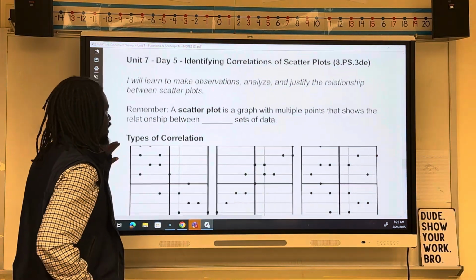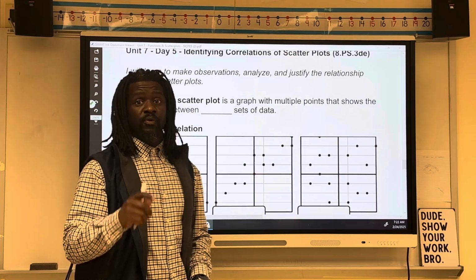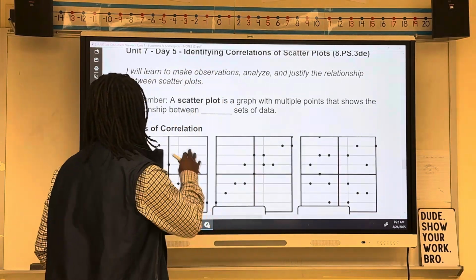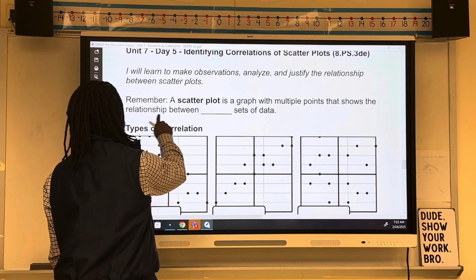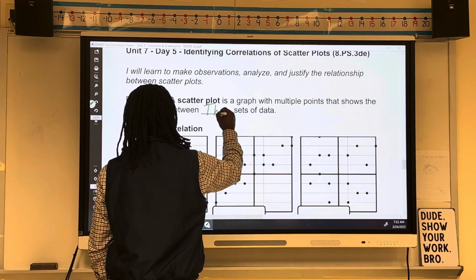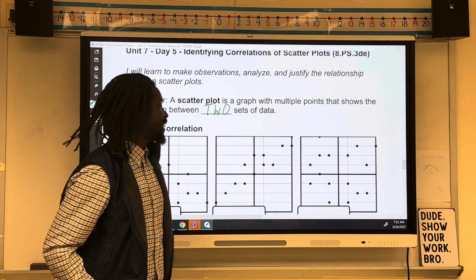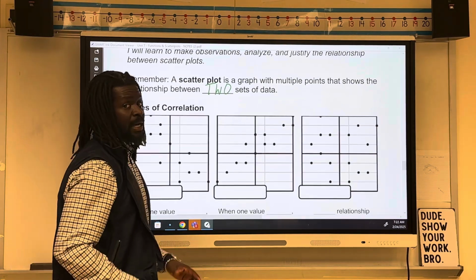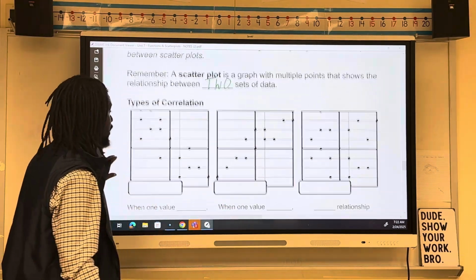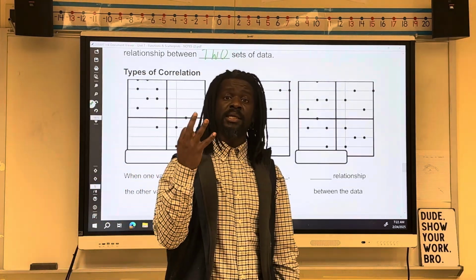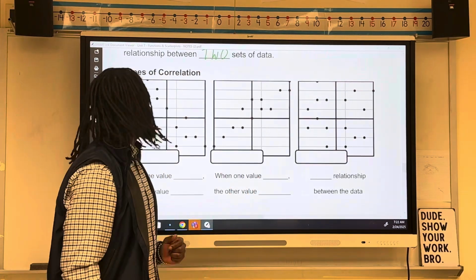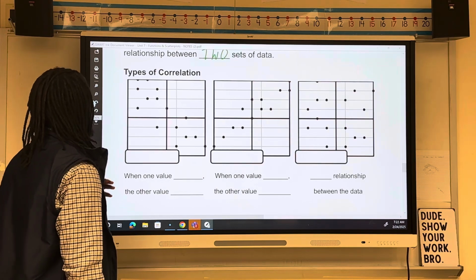So by way of review, last time we defined a scatter plot as a graph with multiple points that shows the relationship, and here's the key, between two sets of data, okay? And so in a scatter plot, you have two sets of data, two variables being displayed on a graph. And there are three types of correlations that we're going to talk about in this lesson, okay?